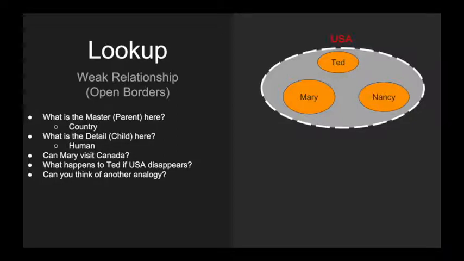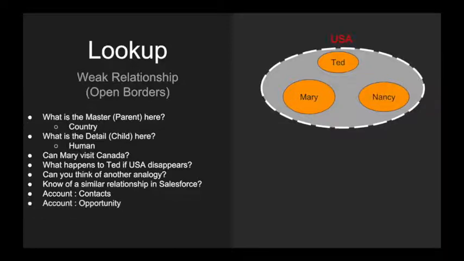Pause the video for a few minutes and write out a few examples. Really try to do this exercise because it's essential that you understand what a lookup relationship is. Some examples I like to show are, say, account and contacts, account and opportunity. Opportunity is a child record to an account. Contacts is a child record to account.